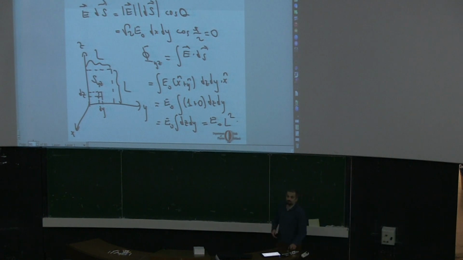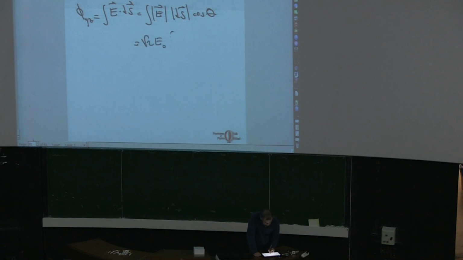Now, if you want to do it with cosines, we can also do it in terms of cosines. Phi yz is the integral of E dot ds. This is equal to the magnitude of the electric field, the magnitude of ds, times cosine of the angle between the two. The magnitude of the electric field is square root of 2 E0. The magnitude of ds is nothing but dy dz. Now the angle between the two, using this definition has the problem that it's not always easy to identify this angle between the two surfaces.